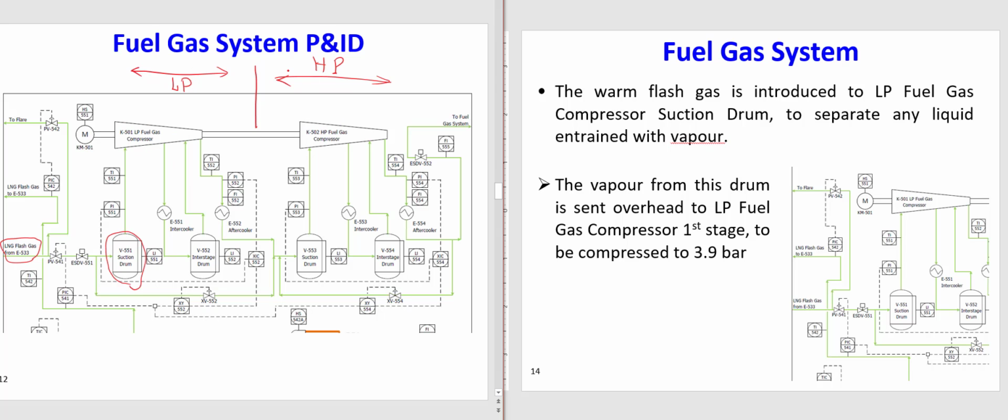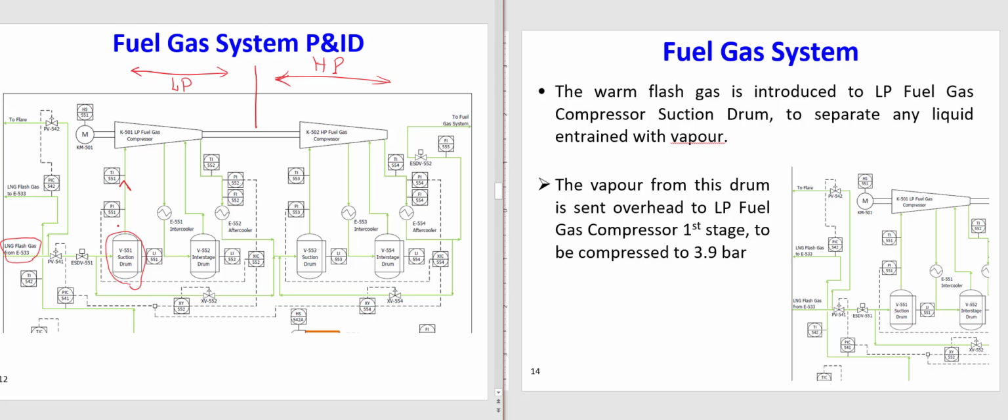This one has also two stages of high pressure. So warm fuel gas goes to this suction drum. In this suction drum, if there is any liquid, it will be separated. If not, the vapor goes to the low pressure fuel gas compressor.